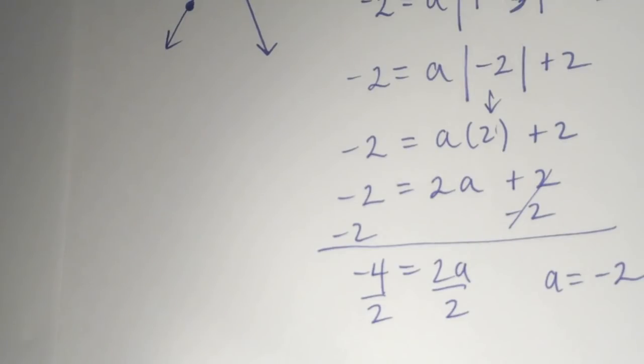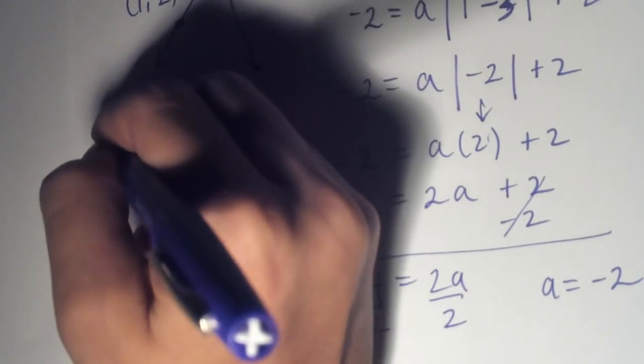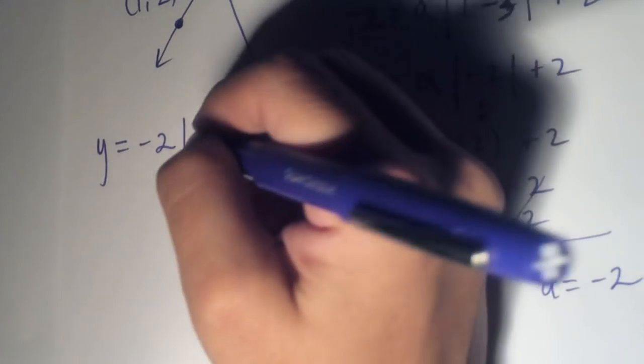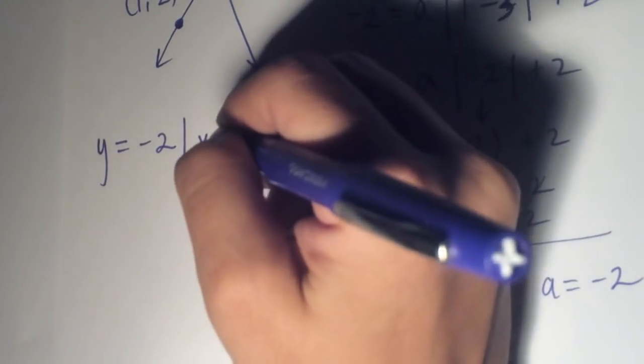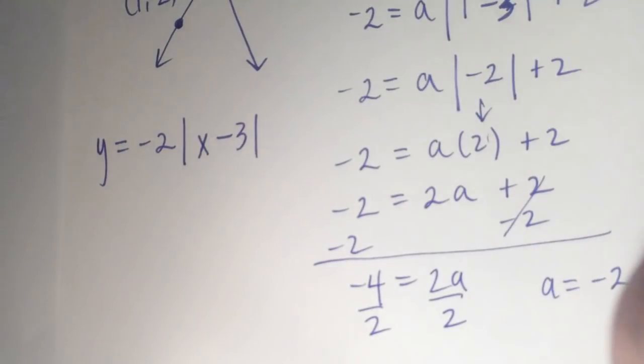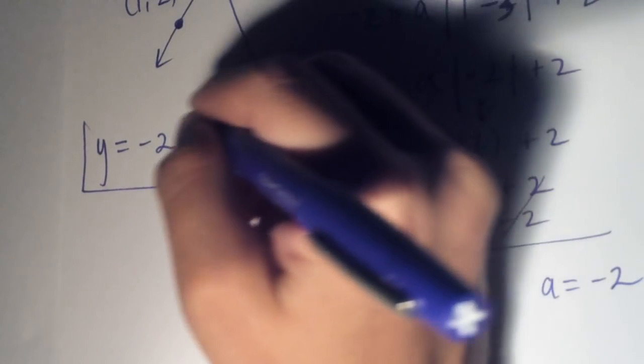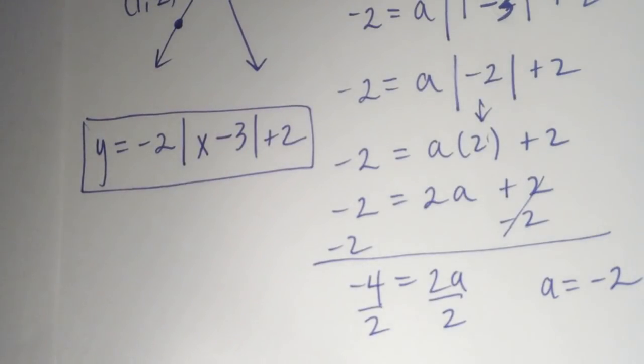So when you're writing an equation, you always have y and x stay. I'm going to fill in everything else. Your a is negative 2. Your x stays. Minus your h, which was 3. And then your k was positive 2. That is the first thing they ask you. That is your equation.